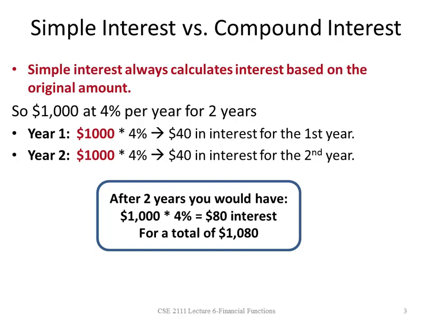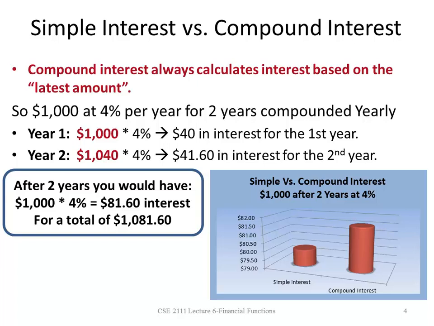Before we talk about these functions, I need to talk about the concept of simple interest versus compound interest. Simple interest always calculates the interest based on the original amount. So for example, let's say we put $1,000 into a savings account and it's 4% per year for 2 years. Year 1, my $1,000 will yield $40 in interest. Year 2, that $1,000 will yield $40 in interest. So at the end of 2 years, I will have made $80 in interest, and I will have a total of $1,080 in my savings account.